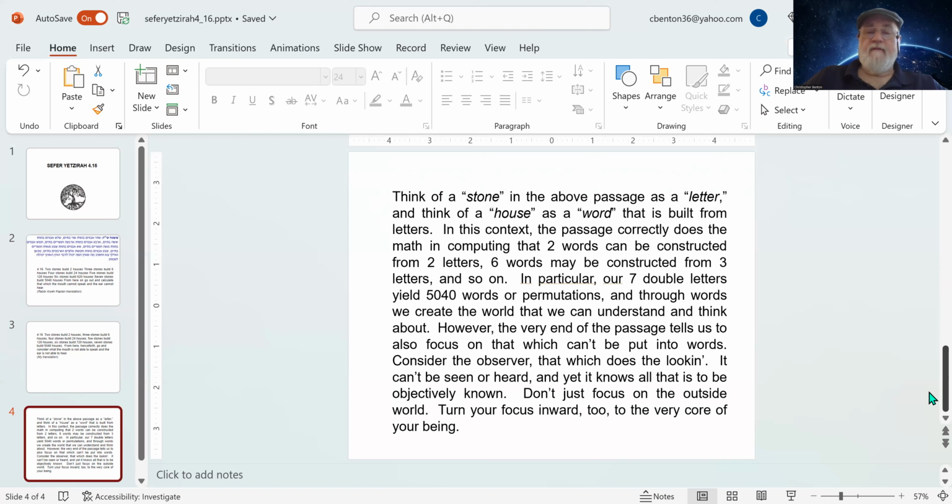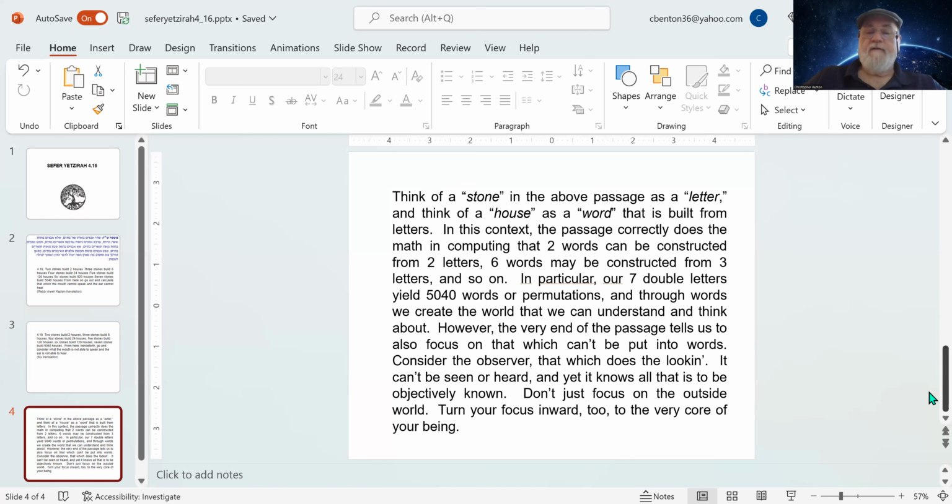Well, think of a stone in the above passage as a letter, and think of a house as a word that is built from letters. In this context, the passage correctly does the math in computing that 2 words can be constructed from 2 letters, 6 words may be constructed from 3 letters, and so on. In particular, our 7 double letters yield 5,040 words or permutations. Okay, we're really talking about permutations you can make from these things.